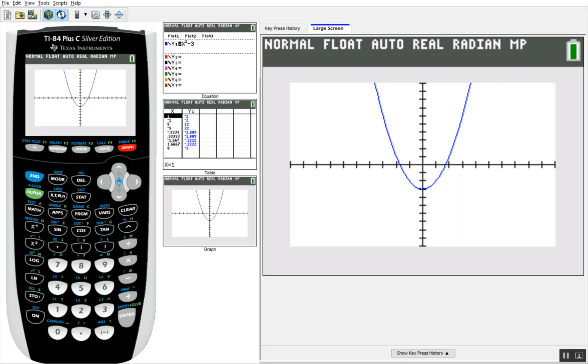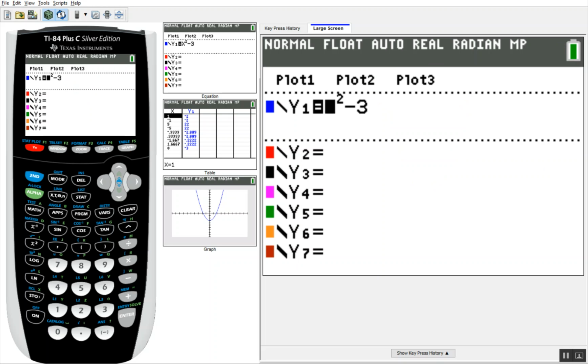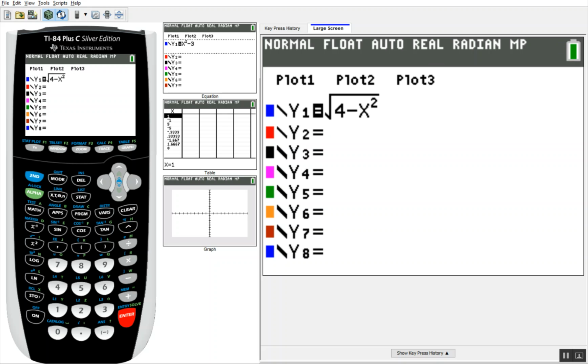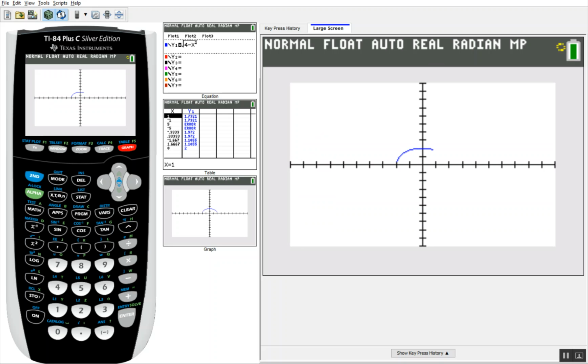So going over to the calculator, we'll go to y1, clear that. And so I'm going to use the second key here. And above the square button is a little in blue, the square root. So if I hit the x squared key, I will put in a square root. And then I'm going to put in 4 minus x squared. And this will give me the upper half of the circle. So let's just graph it right now to confirm that. And there's the upper half of a circle of radius 2.